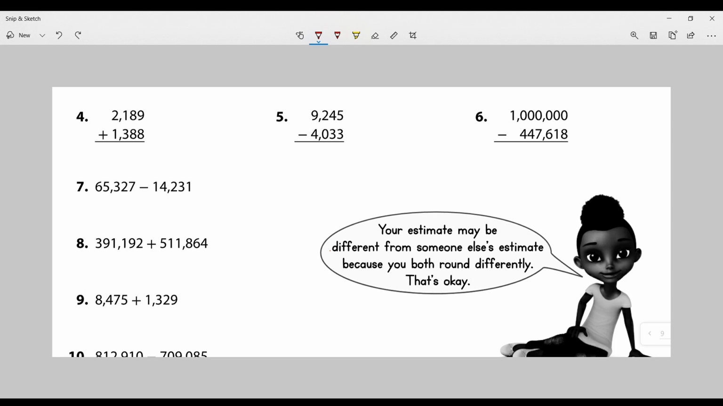Now I will do number 4, 5, and 6. In these exercises, we're still rounding the numbers and then doing the operation. Over here we have addition. But before we start, you just need to know that your estimate may be different from someone else's estimate because you both round differently.